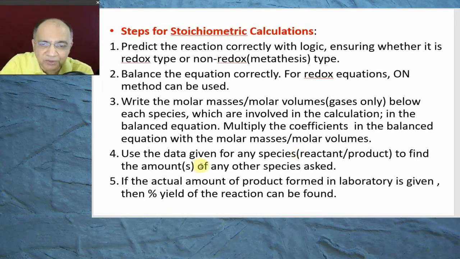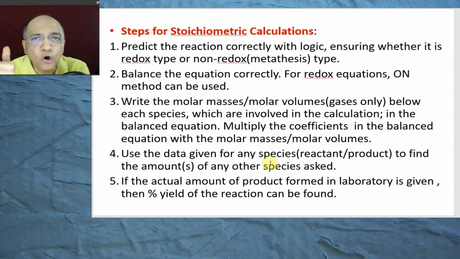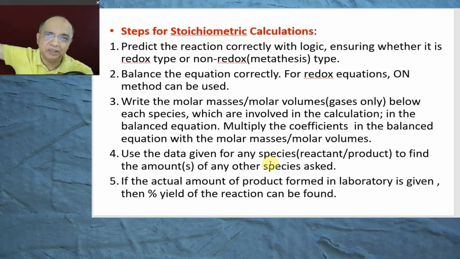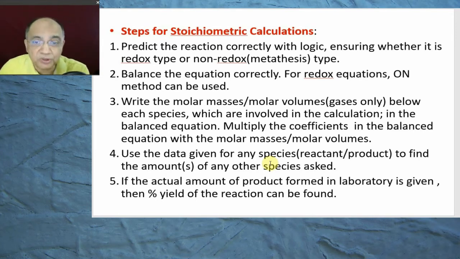Use the data given for any species. In the numerical, you will be given the data for a particular species, may it be a reactant or product. You use that data looking at the stoichiometry which you have written. You can find out by the unitary method what will be the amount produced if this amount of reactant has reacted, or what will be the amount of the reactant required to produce this amount of the product.